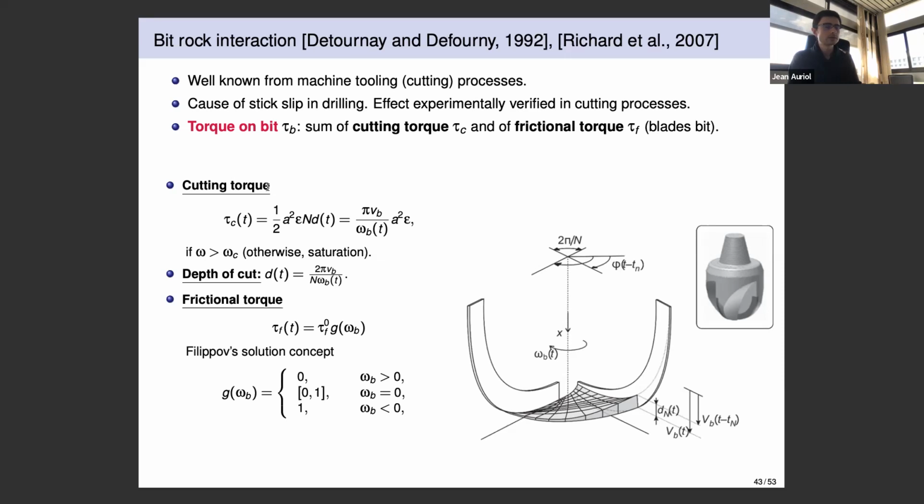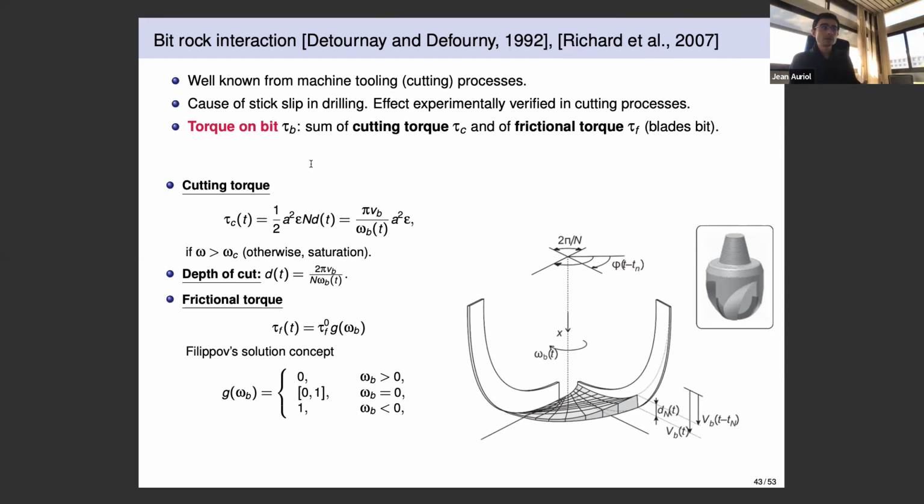just to present briefly the results we have, because for the moment we have just considered the case of a drilling device which is off bottom. But when you are drilling, at some point you have an interaction with a rock. And so you have some bit-rock interaction, which is a well-known phenomenon, and it's one other cause of stick-slip in drilling.